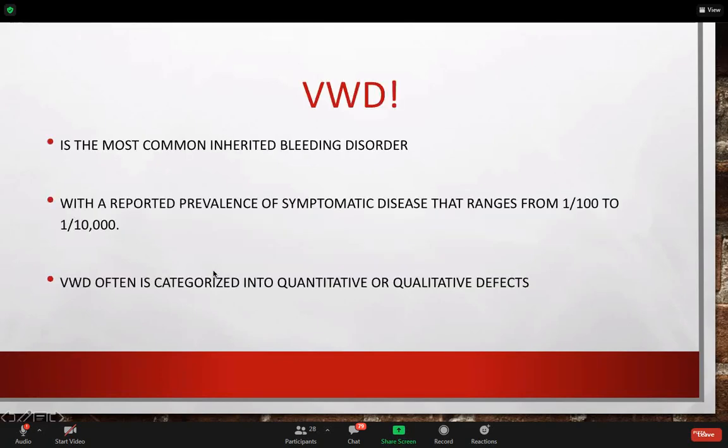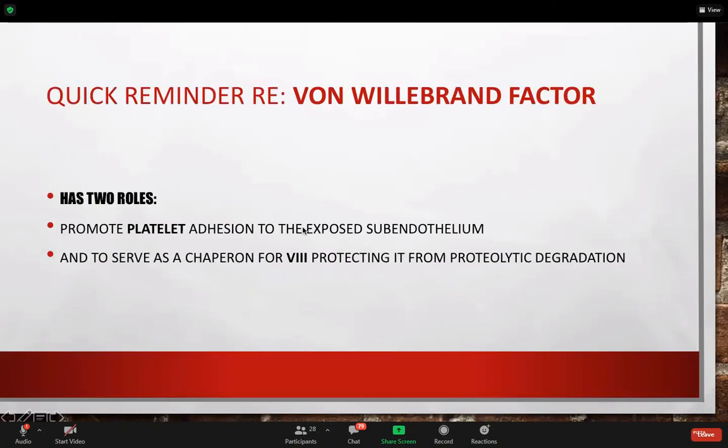Hemophilia, good guess. It's actually, guys, von Willebrand disease, okay? So some nations and geographic locations have up to 1 in 100, 1% of the population. Crazy. That means it's a very common disorder, okay? And we can categorize it into quantitative and qualitative. Quantitative means basically a number is low. Qualitative means an effect or a function is defective.